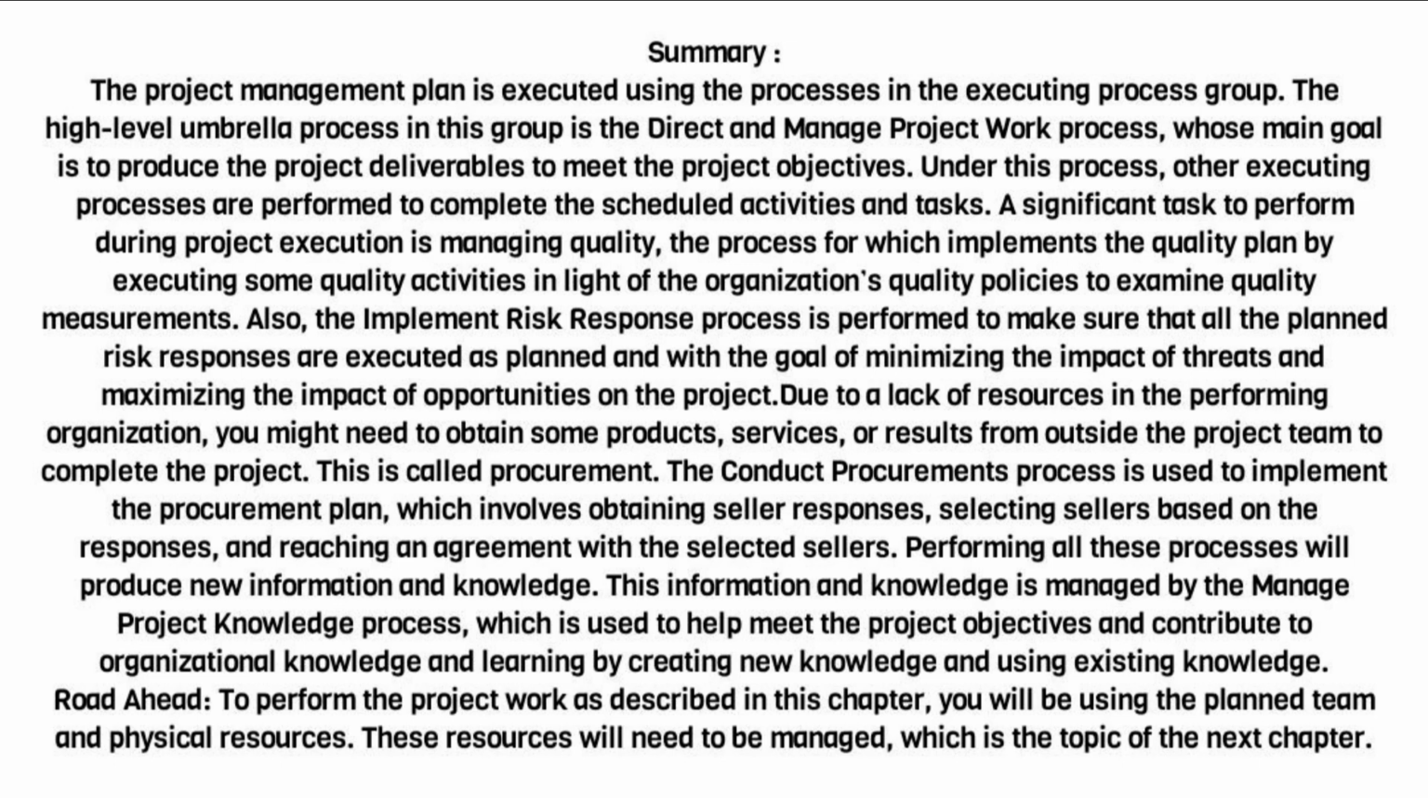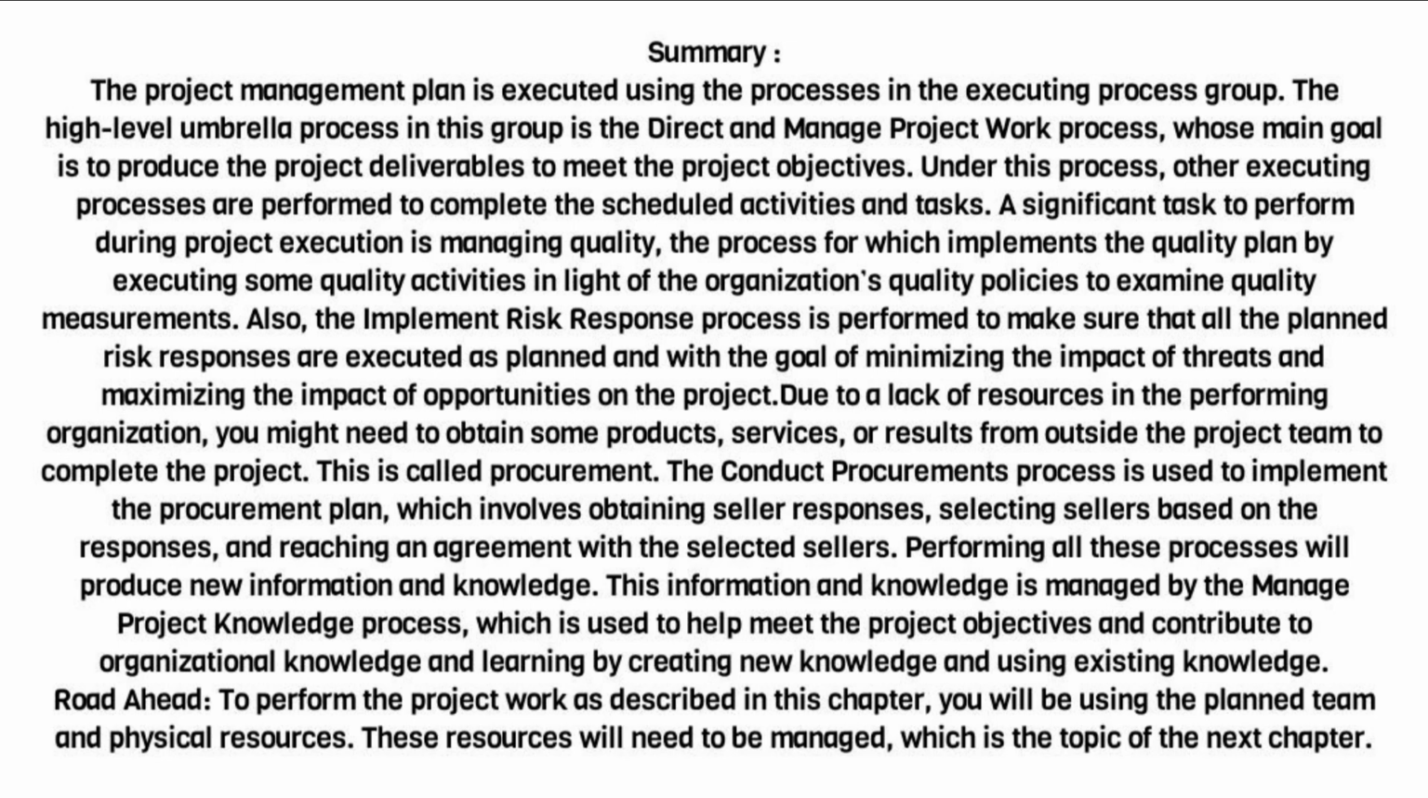A significant task to perform during project execution is managing quality, the process for which implements the quality plan by executing some quality activities in light of the organization's quality policies to examine quality measurements. Also, the implement risk response process is performed to make sure that all the planned risk responses are executed as planned and with the goal of minimizing the impact of threats and maximizing the impact of opportunities on the project.